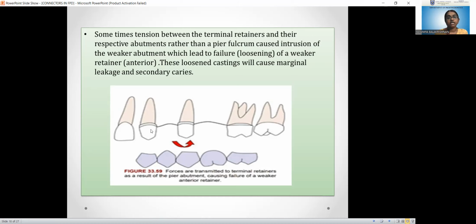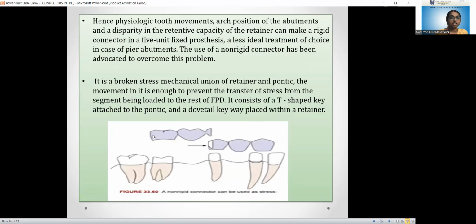The second thought is that the tension between the terminal retainers and their respective abutments, rather than the pier abutment acting as a fulcrum, can cause intrusion of the weaker abutment. Here this anterior abutment is the weaker abutment. It can be intruded, leading to failure of the weaker anterior retainer. These loosened castings will cause marginal leakage and secondary caries. So we cannot give rigid connections.